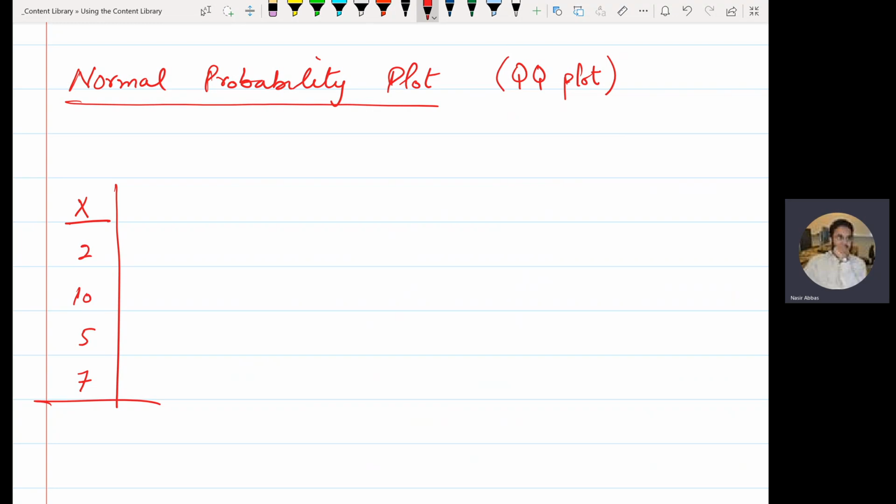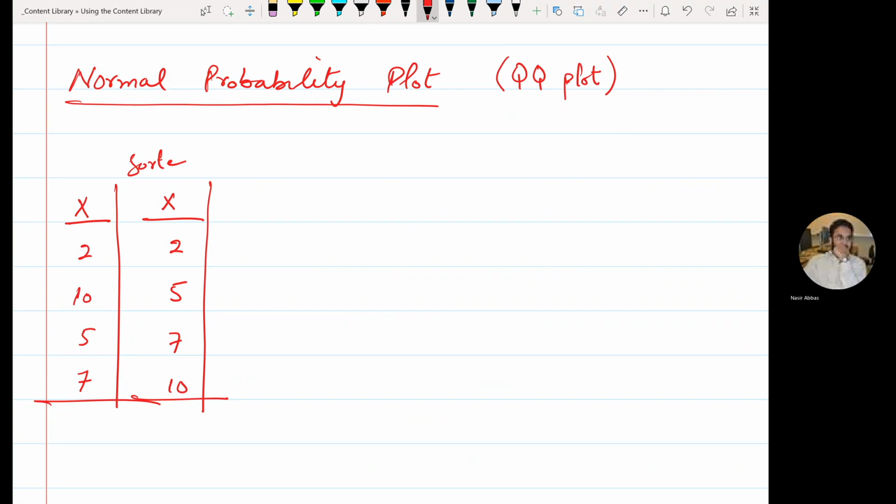Suppose you have these 4 values of x, and you want to see if they deviate from normality or not. The first thing you do is you sort them. You see where is the minimum, the second minimum, and so on. So find the sorted x. You get 2, you get 5, you get 7, and you get 10. So this is the sorted x. Step 1. Clear?